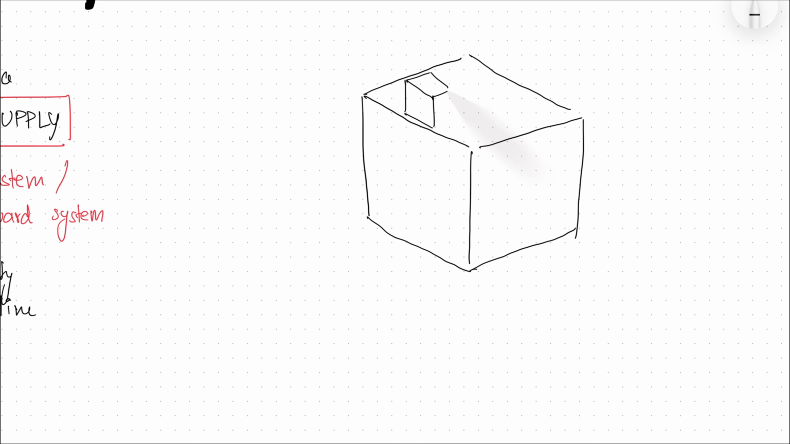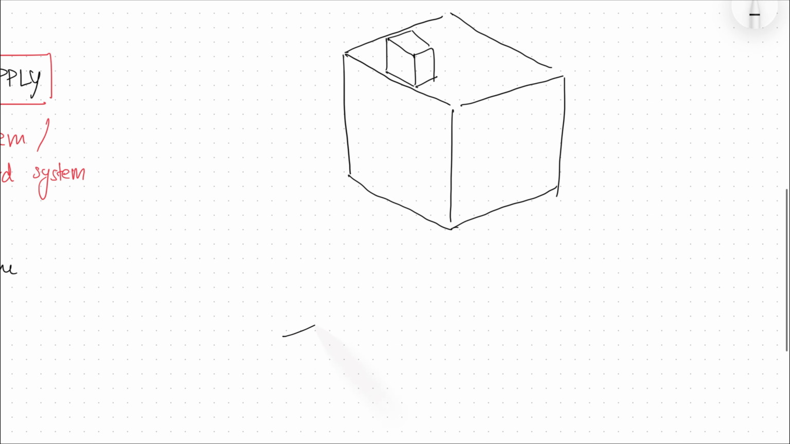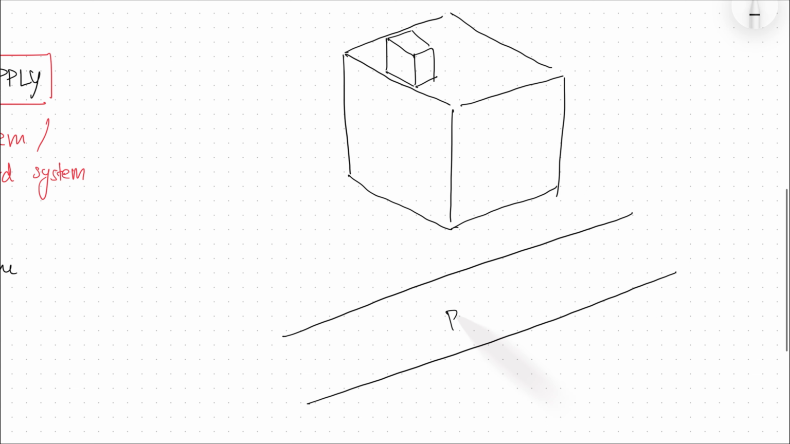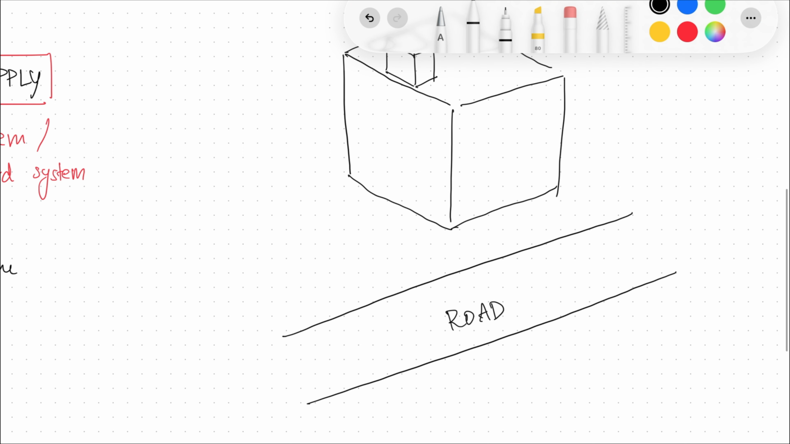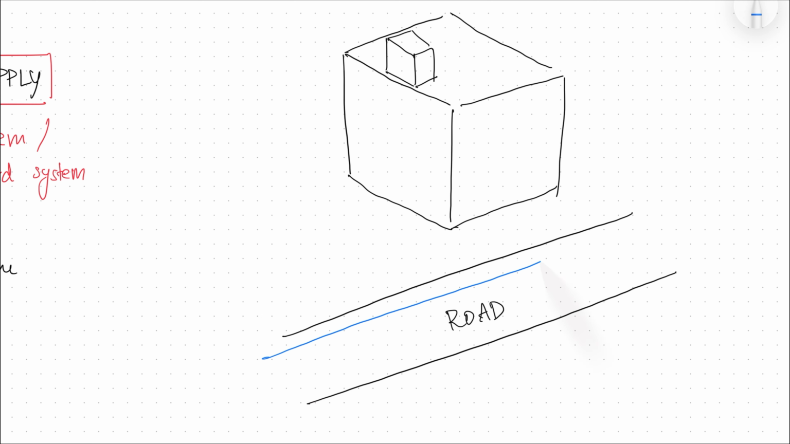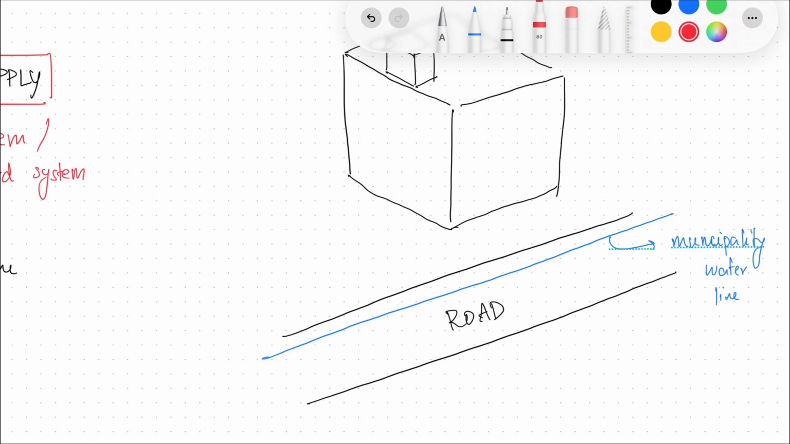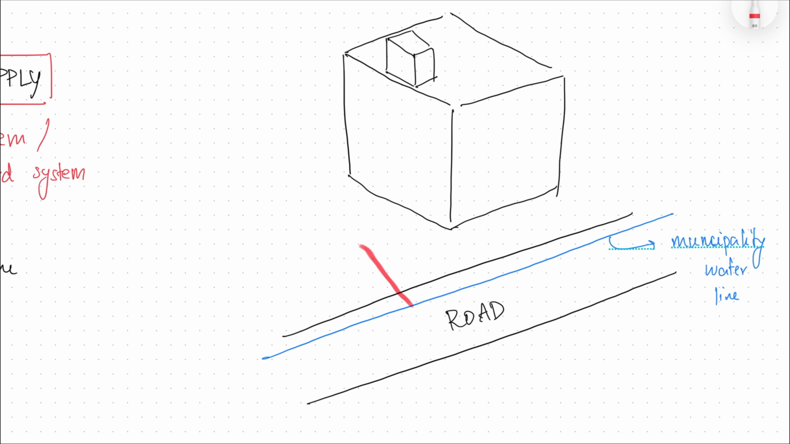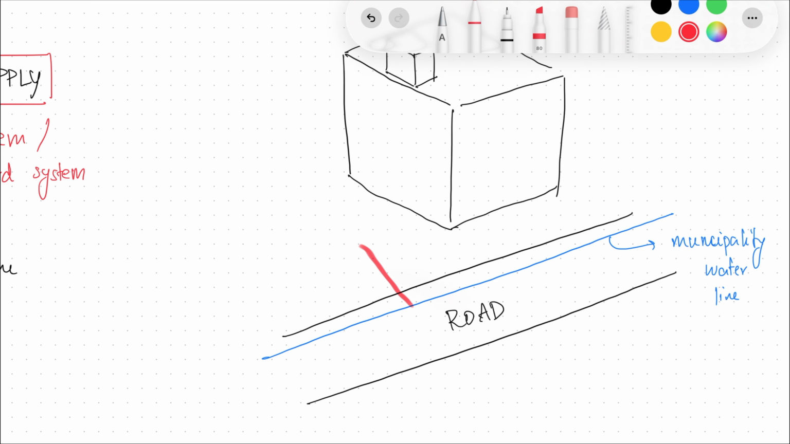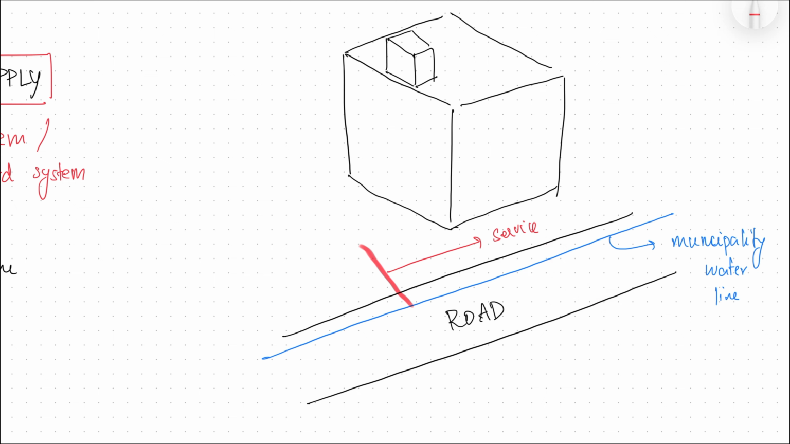And again, imagine this is your building. Imagine that's your overhead tank, and again you have your road. Now everything is the same as before. You have your municipality water, and from here, you have your service line. Okay, so everything is similar. Service line, you also have your water meter and controlling valve, everything.